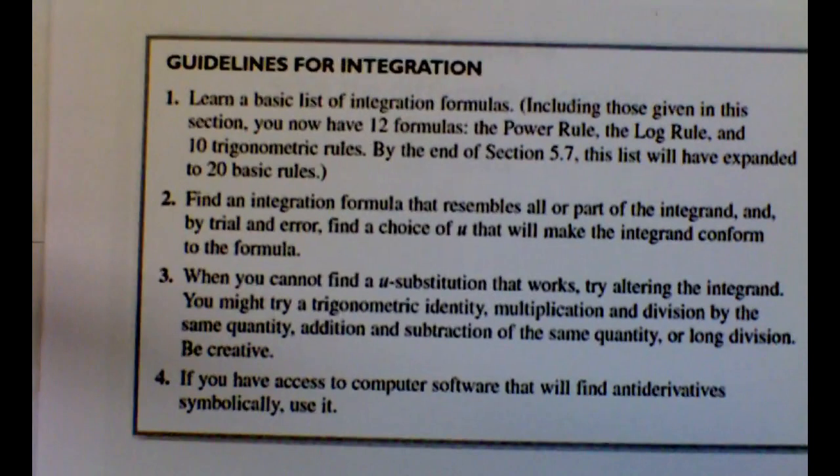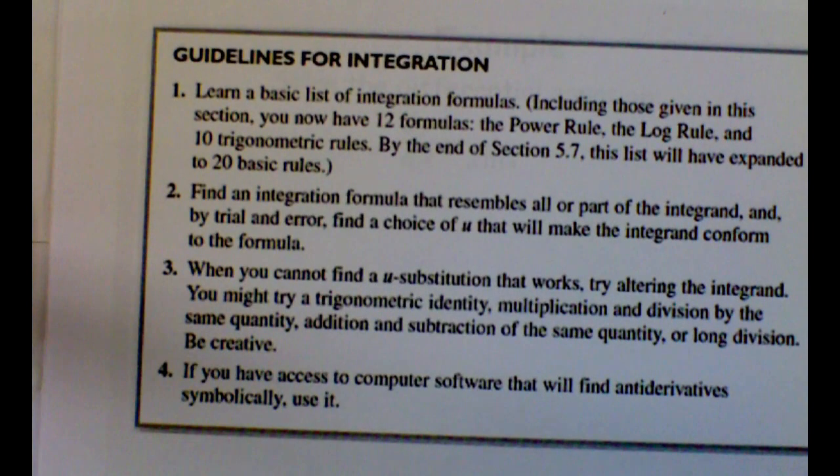So some guidelines here. Learn those basic integration formulas. You now have 12 formulas, power rule, log rule, 10 trig rules, and by the end of 5-7, you'll have even up to 20. We'll find an integration formula that resembles all or part of it, and by trial and error, find a choice of u that will make the integrand conform to the formula.